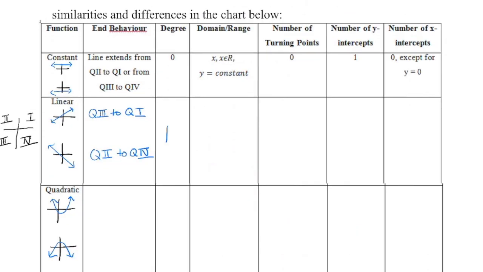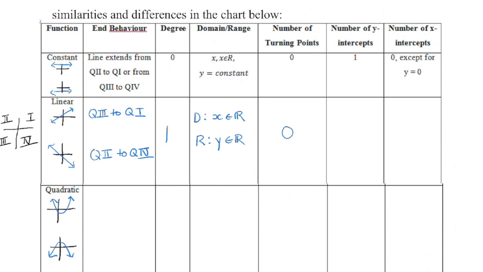So with a linear graph, and I'm going to keep this in set theory, we're going to say the domain, x is going to be a real number. The range, y is also going to be an element of the real number system. Linear graphs do not turn. They continue in one direction. So we have no turning points.